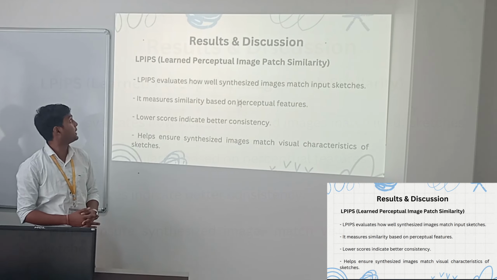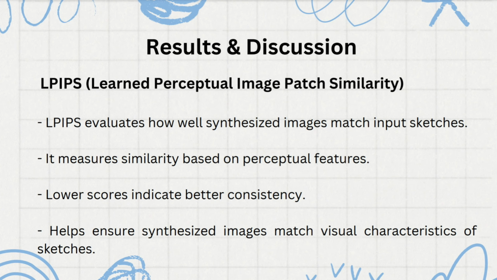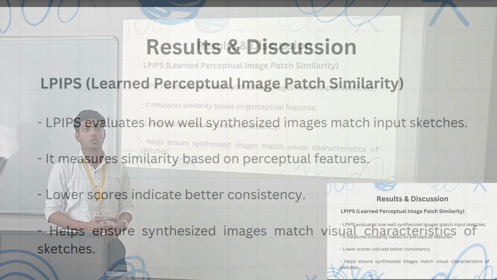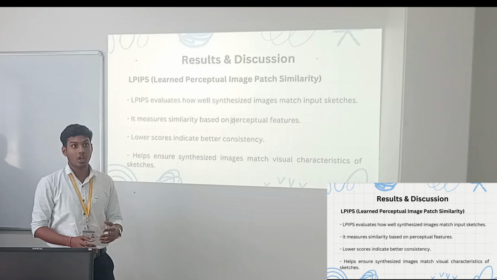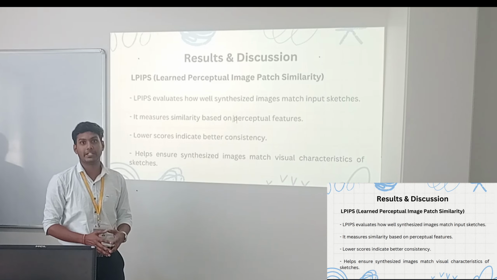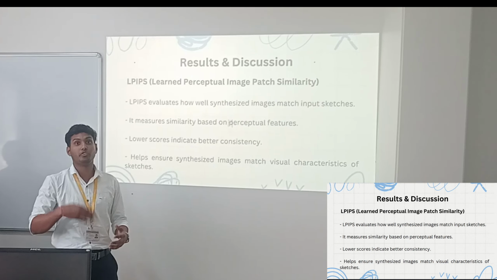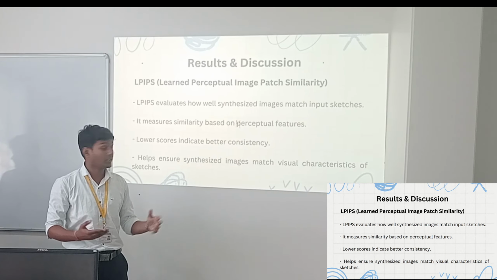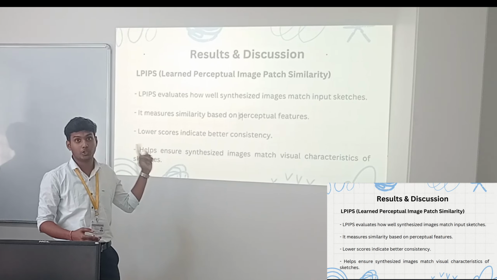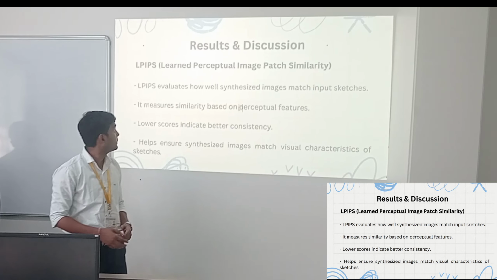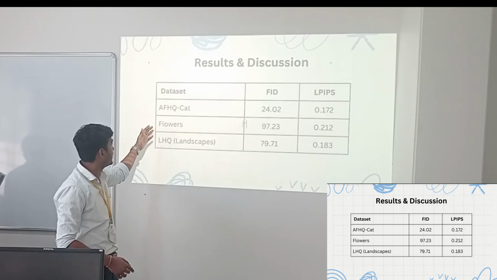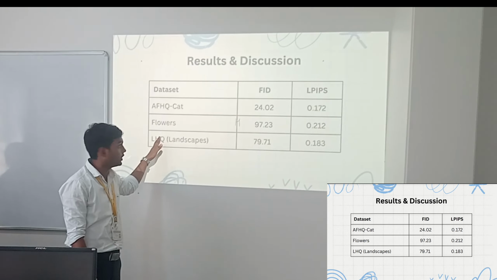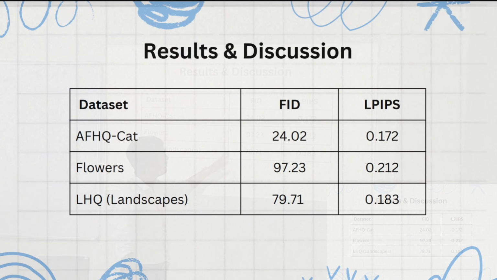Now coming to LPIPS, it is a metric used to measure the consistency of a synthesized image with the input sketch. A low LPIPS score indicates that the generated image is visually more similar to the sketch, and it usually ranges between 0 and 1. Here are the three datasets on which we have trained our model, and we have evaluated the FID and LPIPS scores respectively.